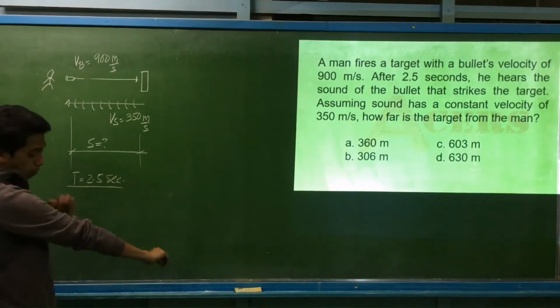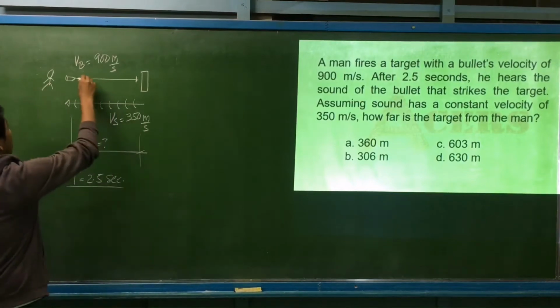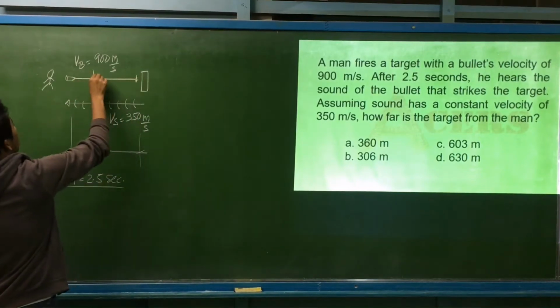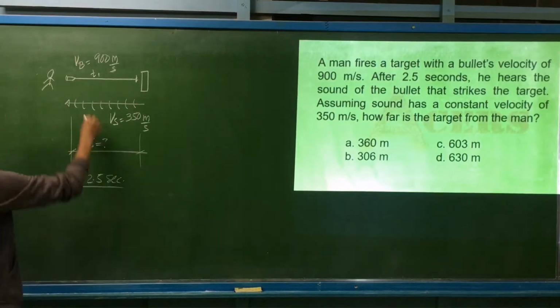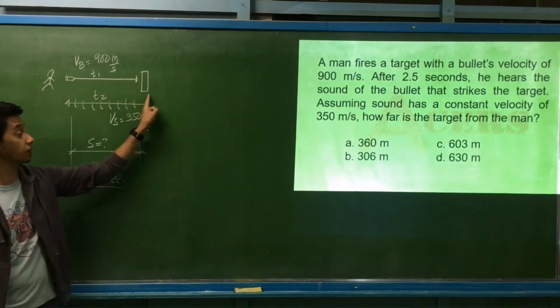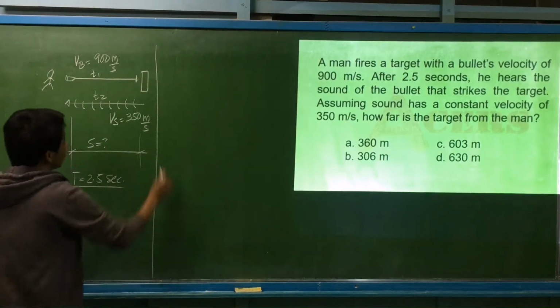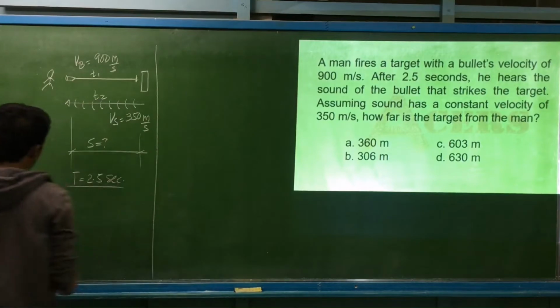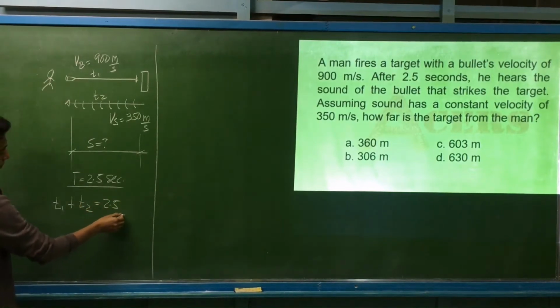Take note that we will have two time intervals. First, the time for the bullet to travel from the man to the target. Second, the time for the sound to travel from the target back to the man. So we have an equation for the time: time number 1, the time for the bullet to travel, plus time number 2, for the sound, equal to 2.5 seconds.